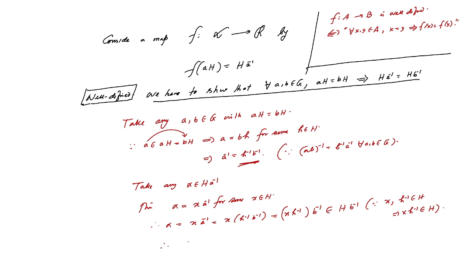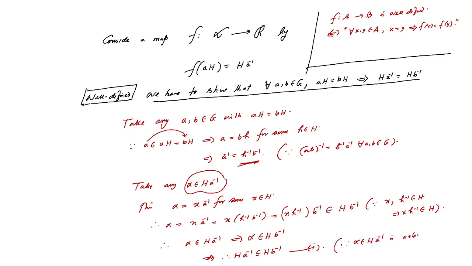So what we have shown here is, we have taken alpha from Ha inverse. That implies alpha belongs to Hb inverse. And therefore, Ha inverse is a subset of Hb inverse. So this is 1. And since alpha is arbitrary. Okay. Now we will do the reverse case.